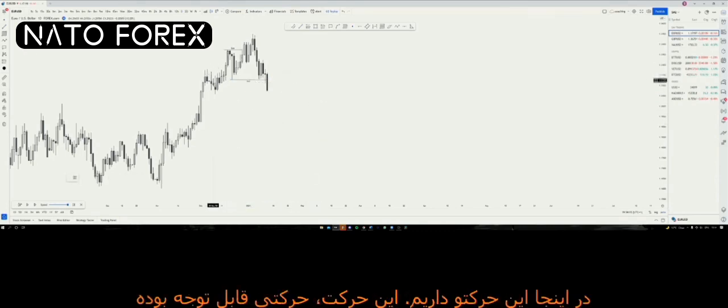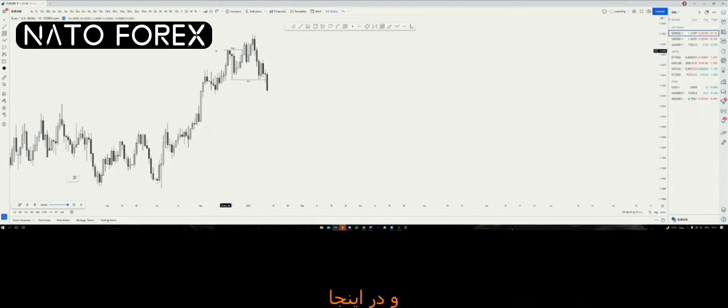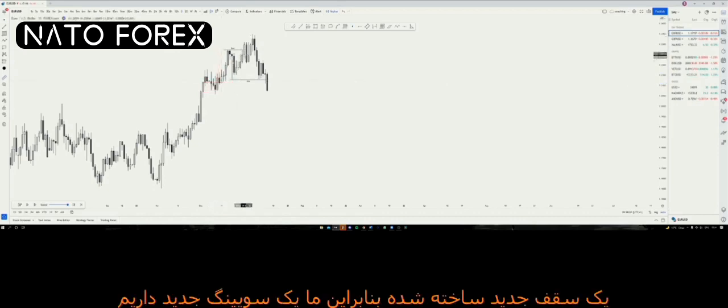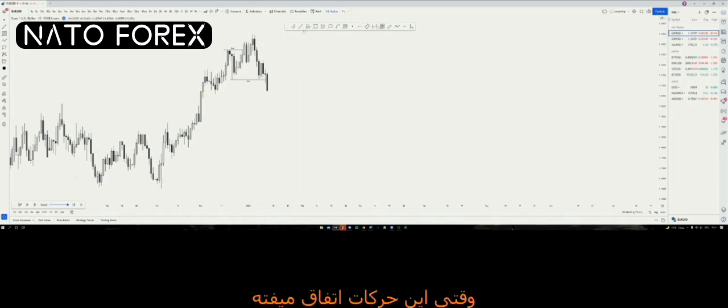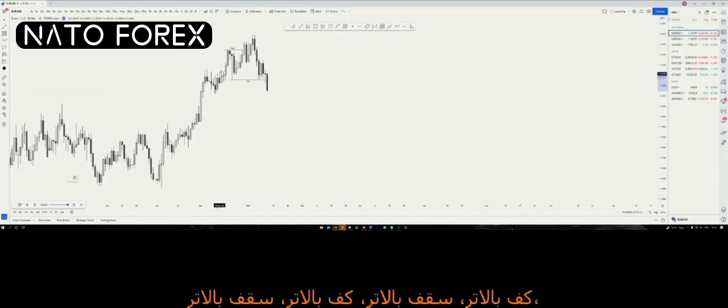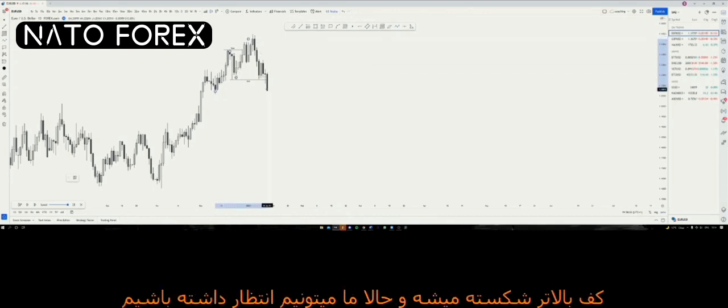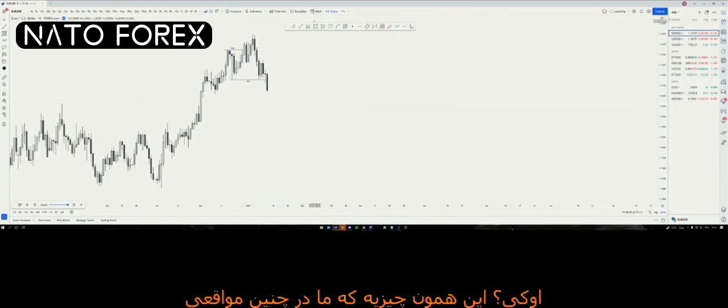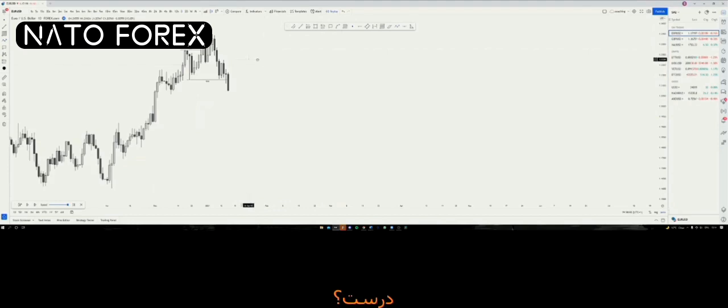So we get this move here. This move is considerable. We get a 150 pip pullback, right? And then we create a new high. So we have a new swing low, right? Essentially, in the market at this point in time, we've done higher low, higher high, higher low, higher high, higher low fails. So now we might potentially see runs down like this, right? That's what we're thinking at this point in time, right?